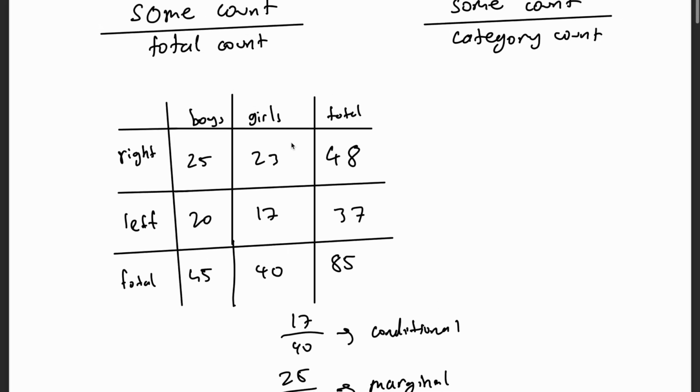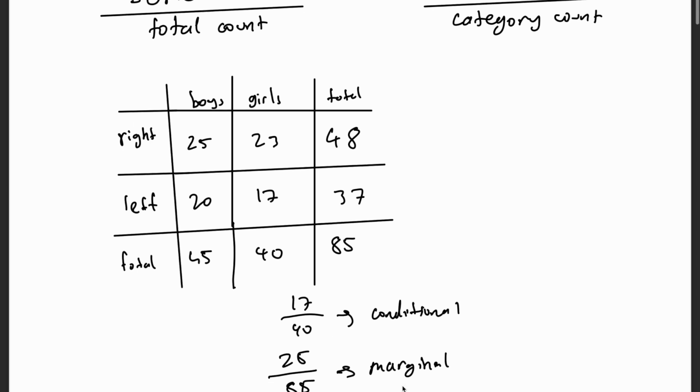As you can see here, we have 17 over 40, and that's conditional. Let's look at an example. Out of the total amount of girls, how many of them are left-handed? We know the total amount of girls is 40, and that's a category, right? 40, and then left-handed girls are 17. So 17 over 40 is conditional.